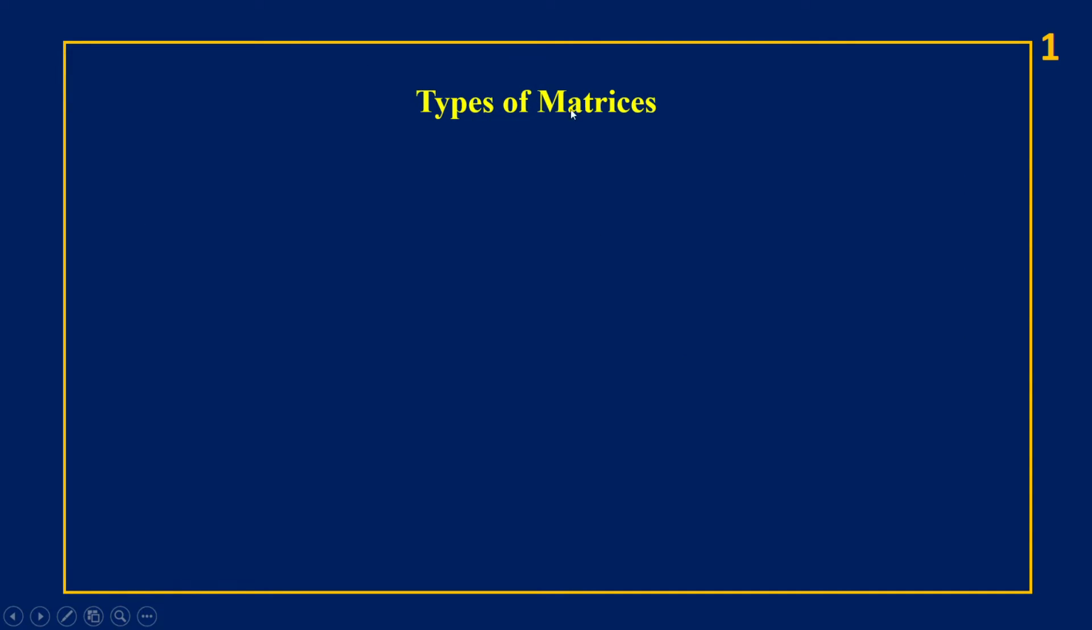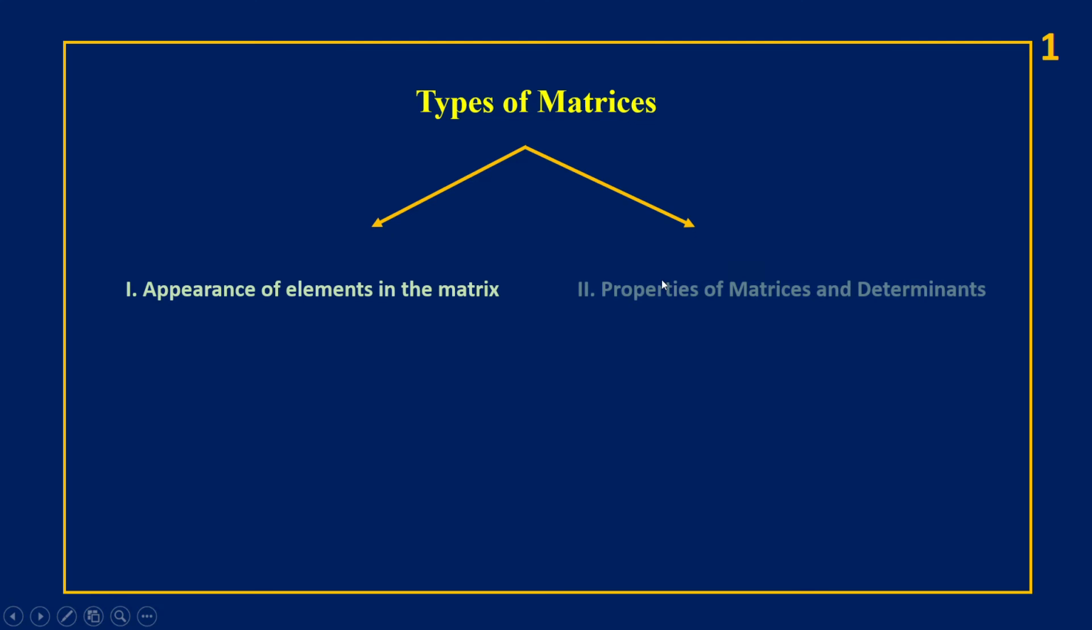Normally, the types of matrices can be classified into two categories. First, on the basis of appearance of elements in the matrix. We know a matrix is an array of elements arranged in rows and columns. Based on the appearance of elements in the matrix, these types of matrices can be classified. And second, on the basis of properties of matrices and determinants.